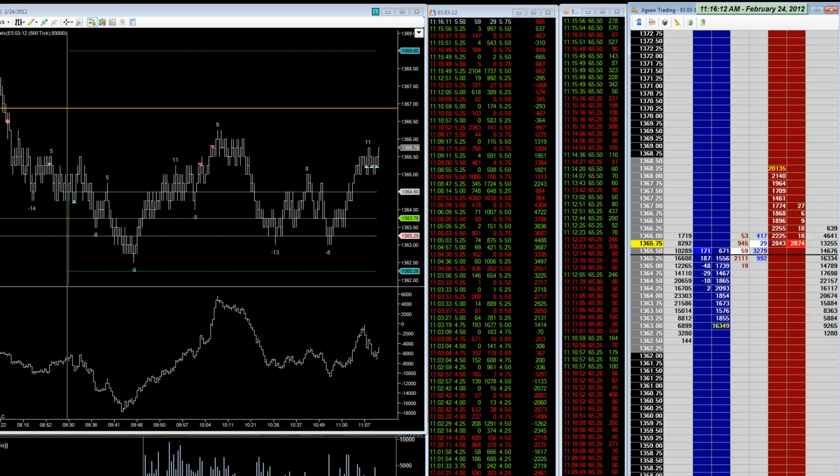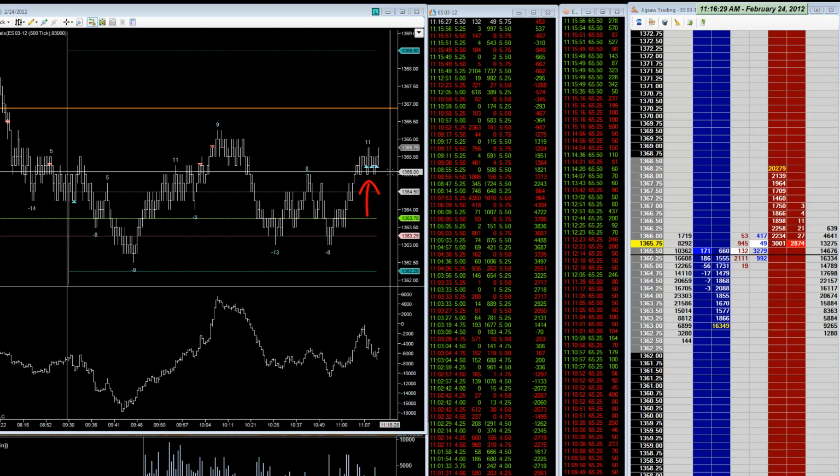I'd given up on the day a lot earlier, finished my emails for the night, and decided to come back and have a look. Now what I saw when I came back was these three iceberg orders here at 1365.25. These are iceberg orders on the bid side, which means somebody's trying to hide their buying.